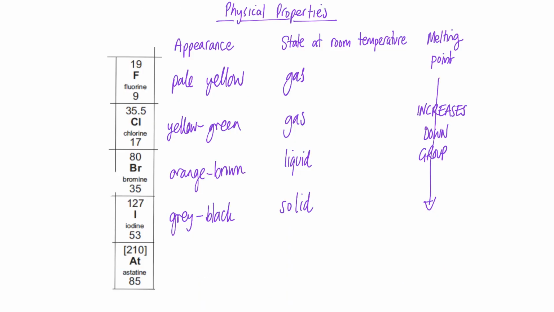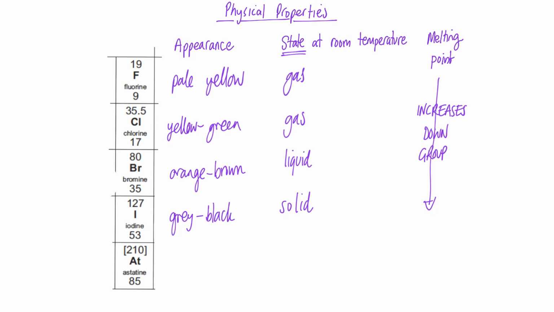So what I have here is I've summarised the physical properties. So we have the appearance, the state at room temperature, that means gas, liquid or solid, and then what's happening with the melting point. You don't need to remember numbers for melting point, you just need to know that the melting point increases as we go down the group. And the reason this happens is because our molecules are larger as we go down the group.